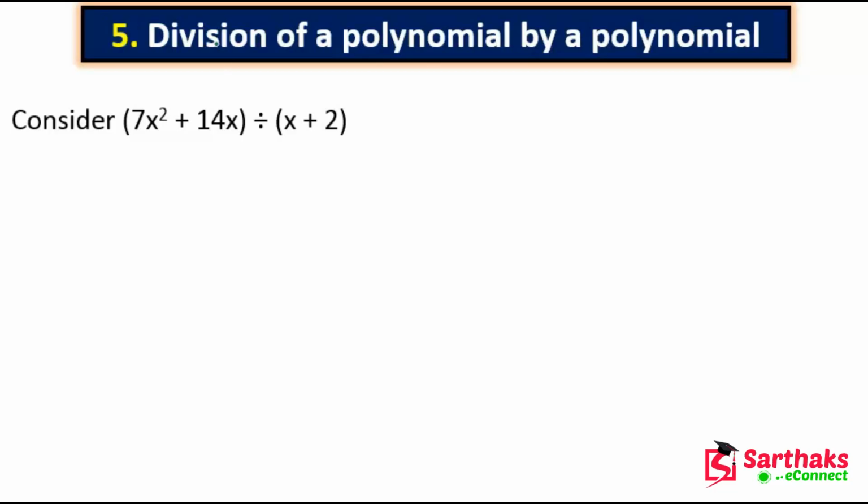So today we are going to discuss division of a polynomial by a polynomial. In the previous lecture we learned about the division of monomial by monomial, and we already saw polynomial by monomial. Now in this lecture we are going to see division of a polynomial by a polynomial. Understand? So let's start. Let's consider we have a polynomial like this: 7x square plus 14x, and it is divided by x plus 2.